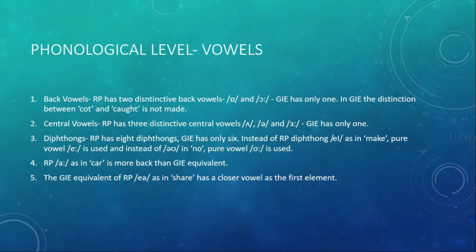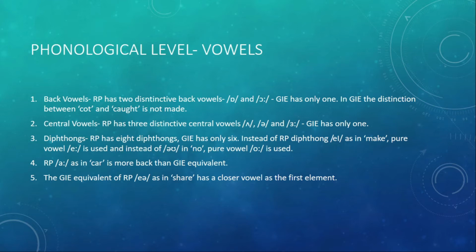Let us look at central vowels next. RP has three central vowels, but Indians actually don't distinguish between the three. Sometimes we use only one central vowel in the position of all these three central vowels in RP. So instead of three central vowels in RP, GIE uses only one central vowel.